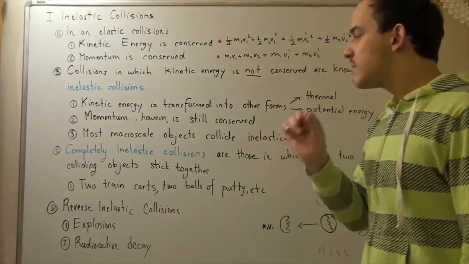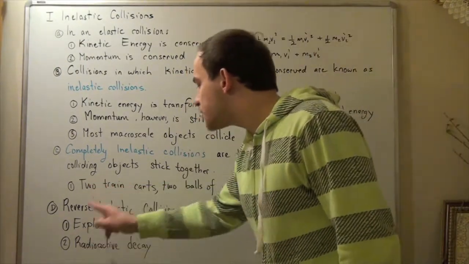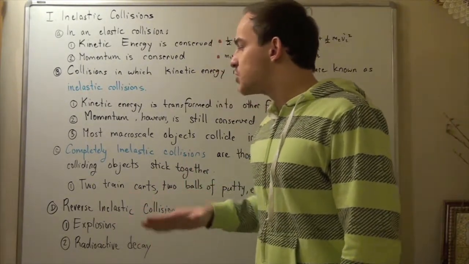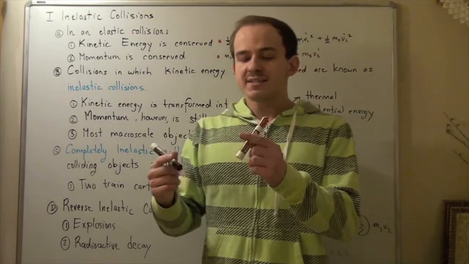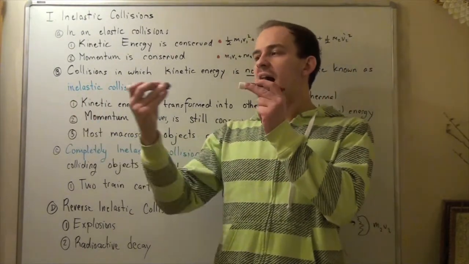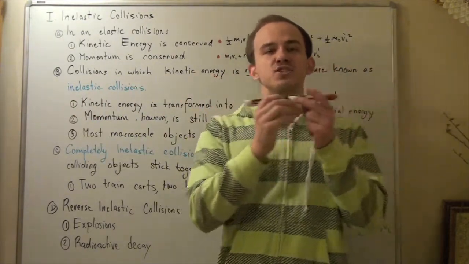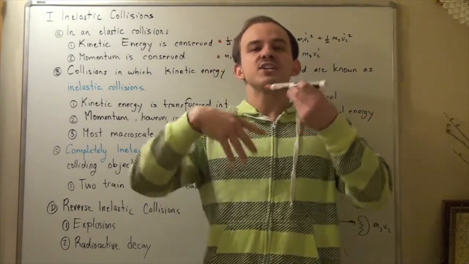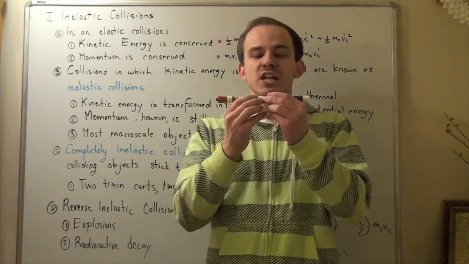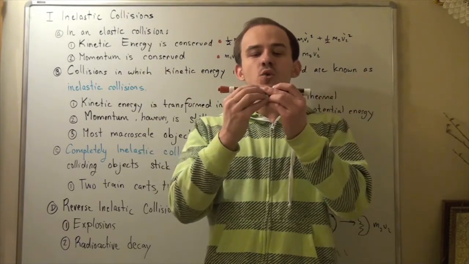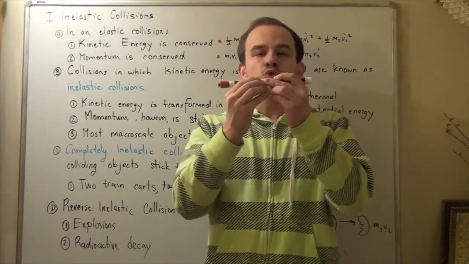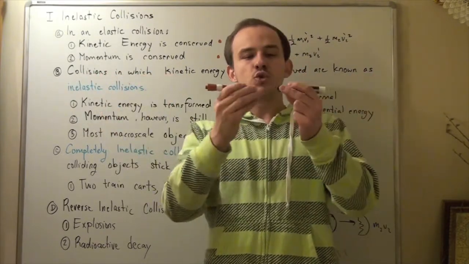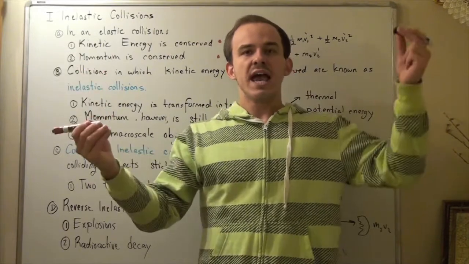Now, let's talk about something known as reverse inelastic collisions, which are basically explosions. So basically what we just said is that two individual objects collide to form one object. But explosions are the reverse. They're basically one object that explodes via some reaction and then forces this object to crack in half, separate, forming two individuals, two different masses, M1 and M2.